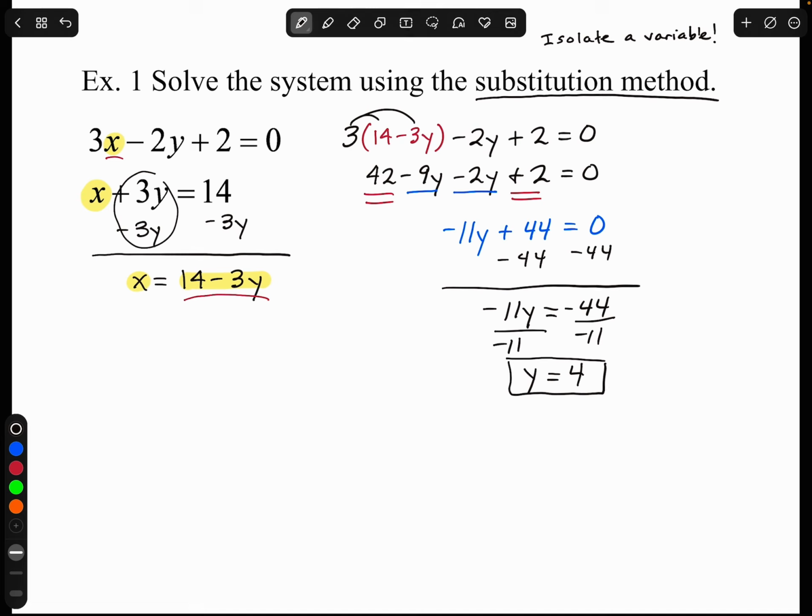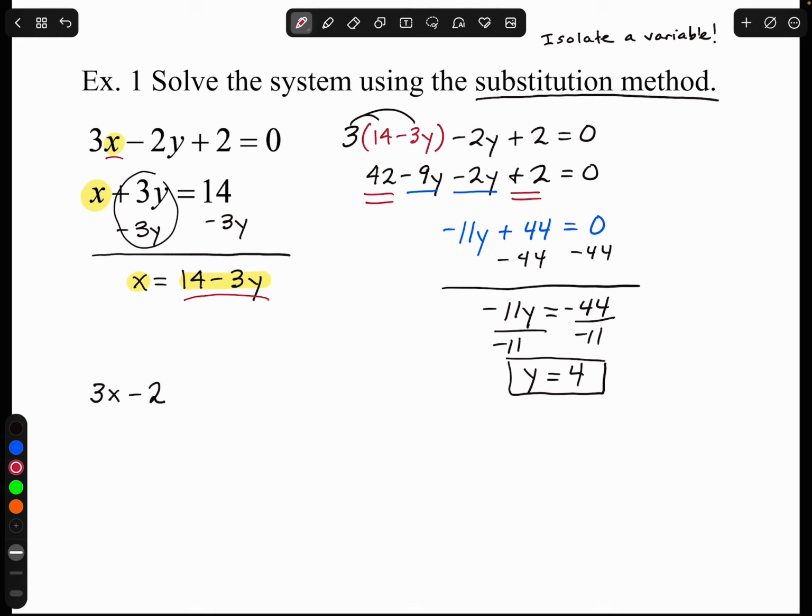Now we're not finished though, right? Because now that we figured out that y equals 4, we need to figure out what x would be so we know the ordered pair, the point where they cross. So remember substitution, we're going to choose either equation and we're going to substitute that 4 back in for the y value. So I'll use the top one here.